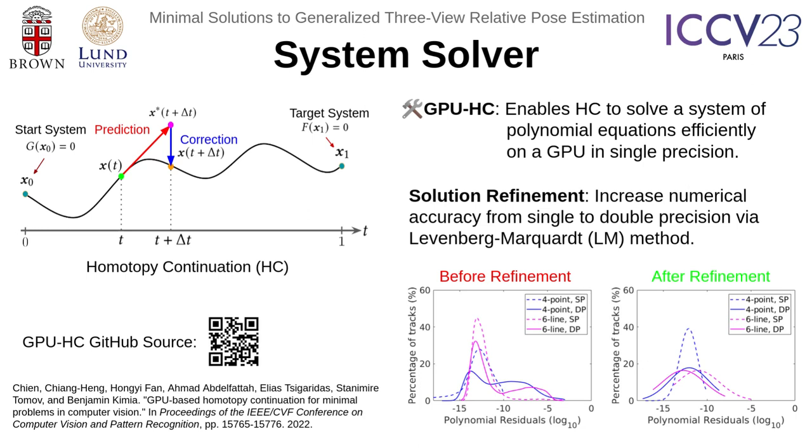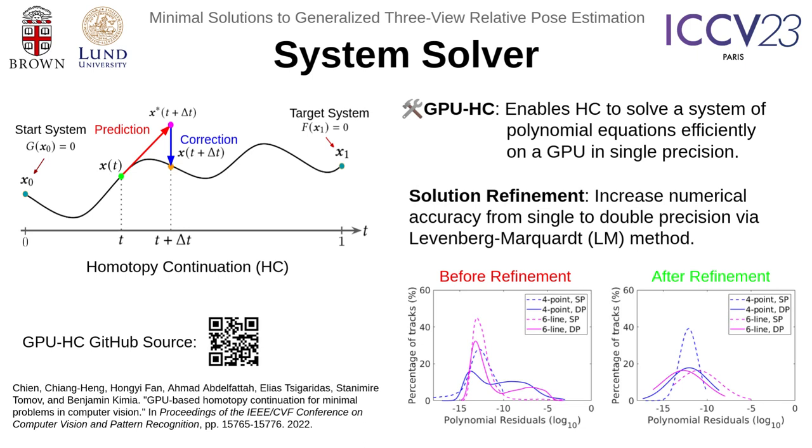Since the existing Gröbner basis methods are unable to solve the proposed 2 minimal problems, we use homotopy continuation, or HC, tracking solutions from a known start system to an unknown target system by an iterative prediction and correction process. It is, however, very poor in efficiency, and GPU-HC is thus used. Beyond that, we further refine the numerical accuracy of the GPU-HC solution from single to double precision using the LM method.